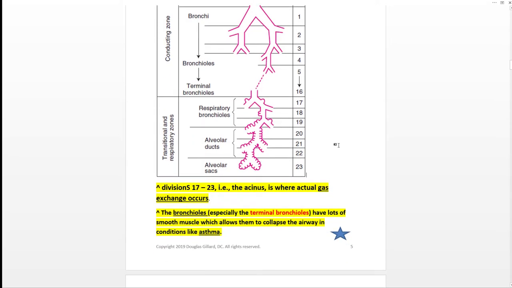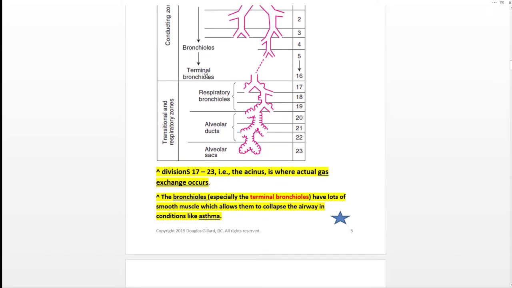This respiratory unit right here has a name. It's called the acinus. It's the respiratory unit, made up of three parts. There are respiratory bronchioles, and notice that even the respiratory bronchioles do have alveoli coming off them. That's an important concept. Then you go into smaller pipes called the alveolar ducts, which have tons of alveoli coming off them. And at the end of these alveolar ducts, there are pure grapes, if you will, of alveoli, a heavy density of alveoli. Those are the alveolar sacs.